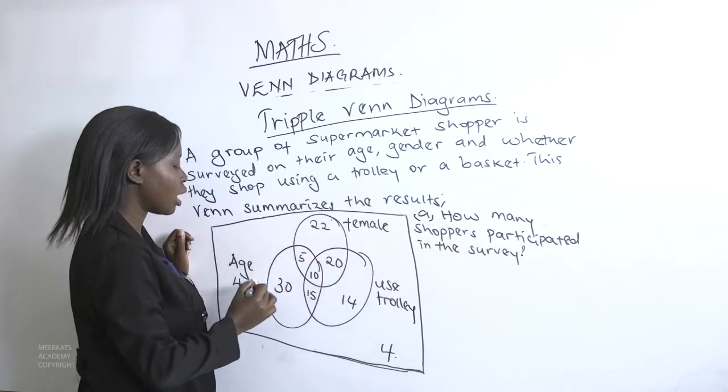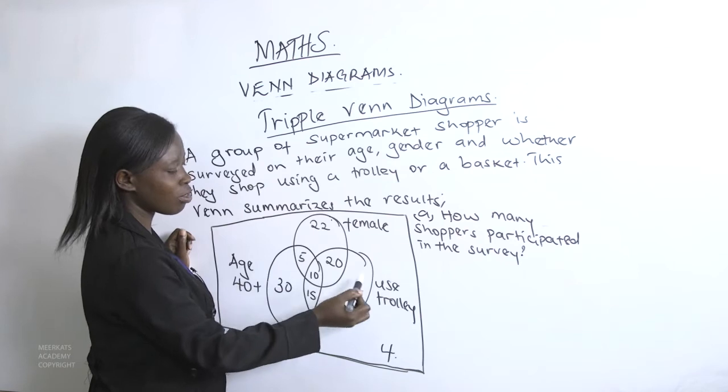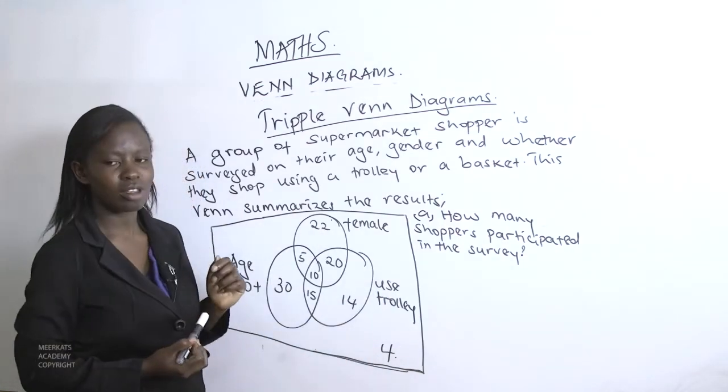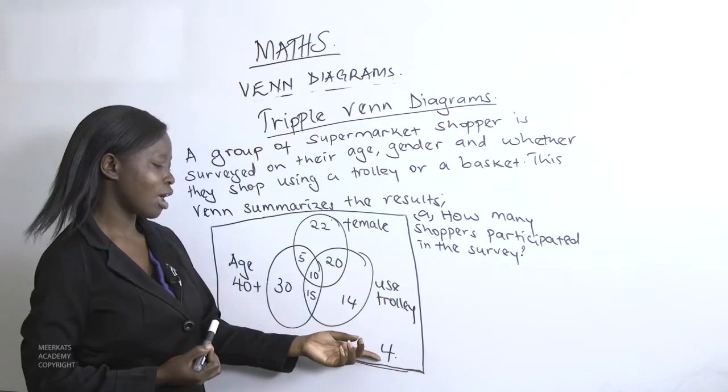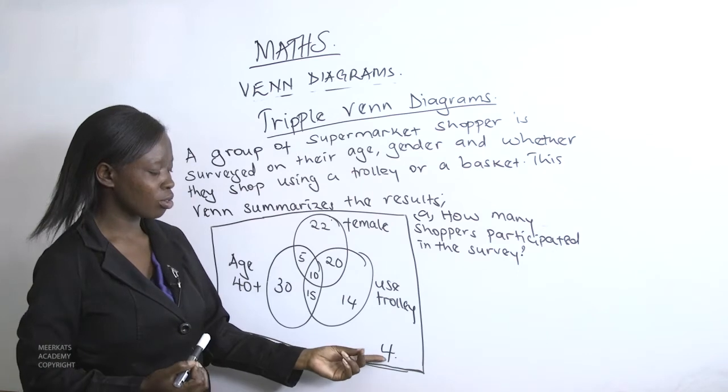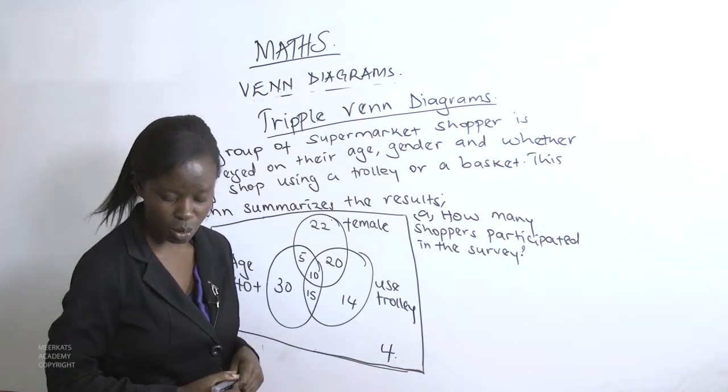We have those female, we have 40 years plus, we have those who use trolley. But these ones, they don't fall in any of these categories. So it means that these are men, but they are below 40 years. So that is why we are having the 4 on the other side.